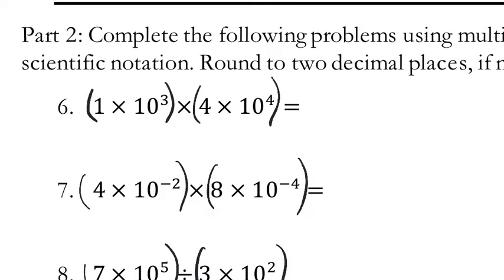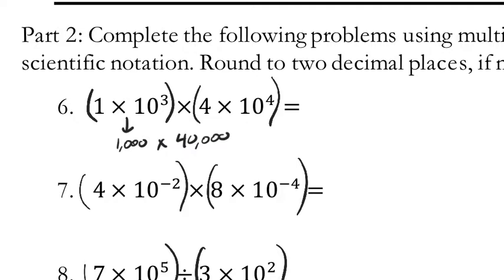All right, problem 6, we have 1 times 10 to the third times 4 times 10 to the fourth. When you're multiplying or dividing, the bases do need to be the same, and that's going to be the case for everything we see all year. It will be the same, but the exponents don't have to be the same. So this is 1,000, and we have 40,000 for the other one.